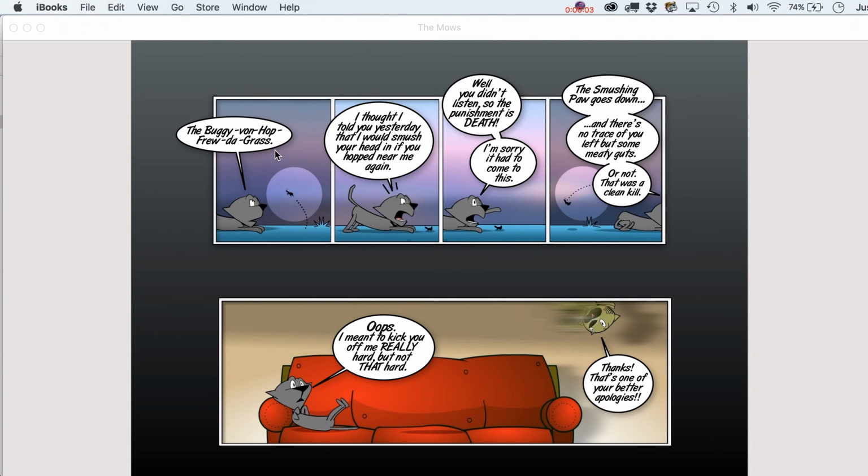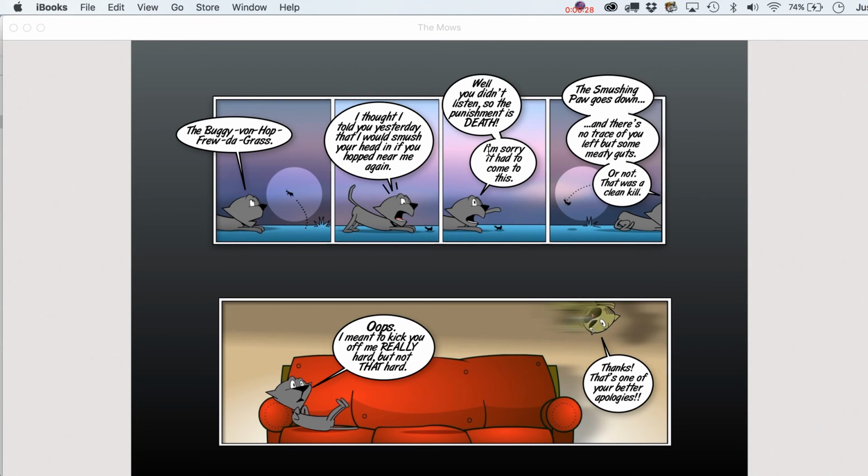Here we go. So I always like them trying to rename things. So the buggy von hop through the grass, hop through the grass, instead of it just being a grasshopper, right? So I thought I told you this yesterday. I would smush your head in if you hop near me again. Obviously, probably not the same grasshopper, right? And it says, well, you didn't listen, so the punishment is death. He's kind of eulogizing him right before it happens.